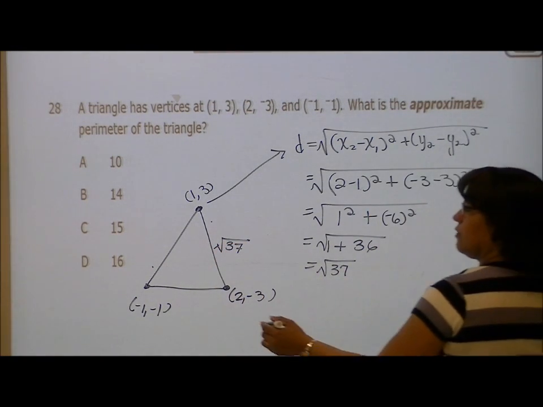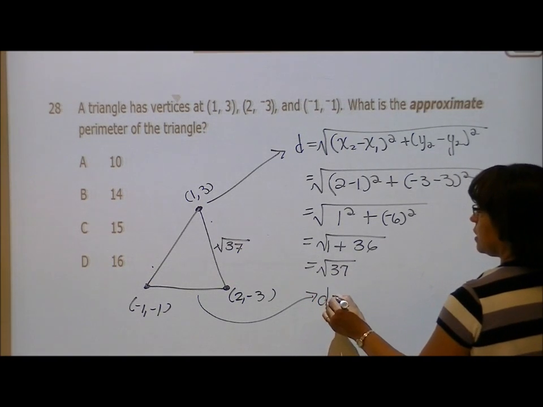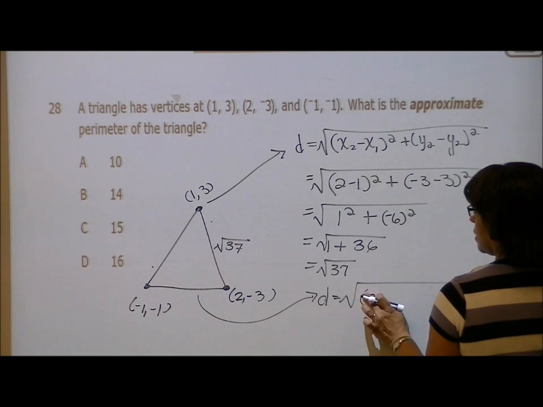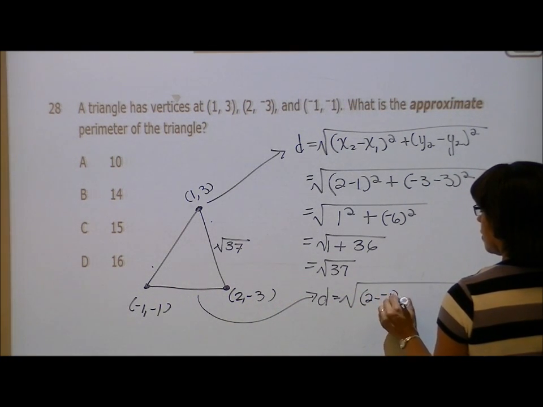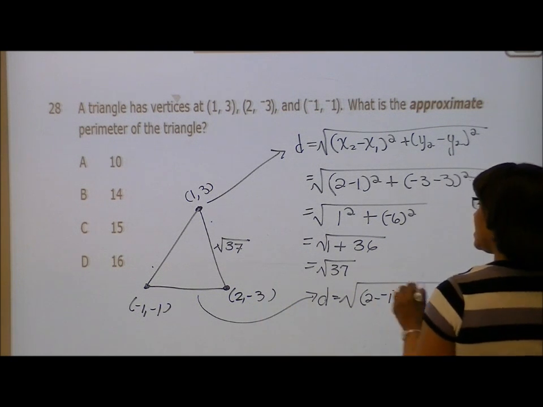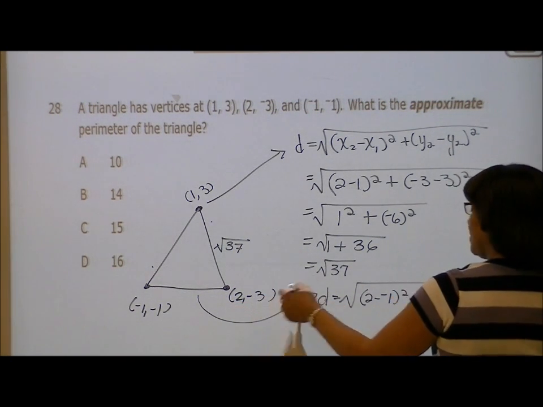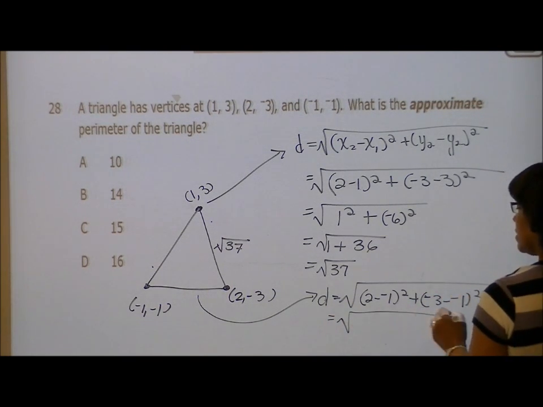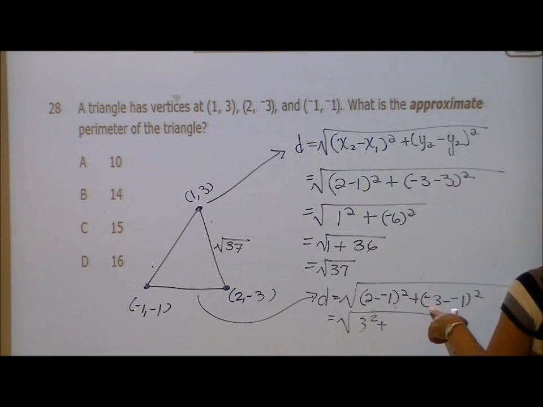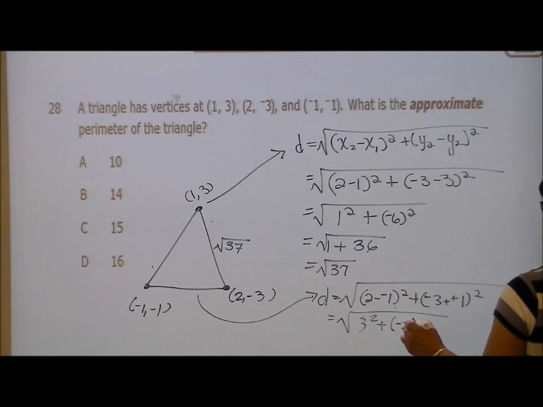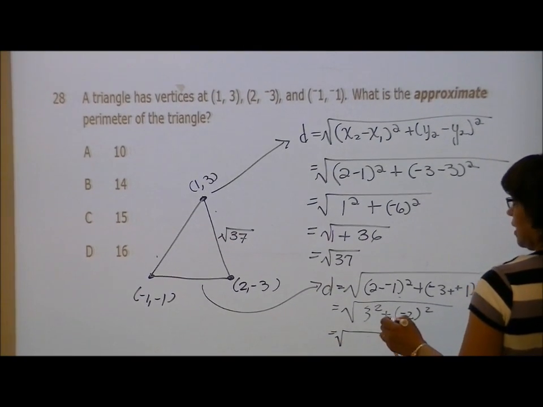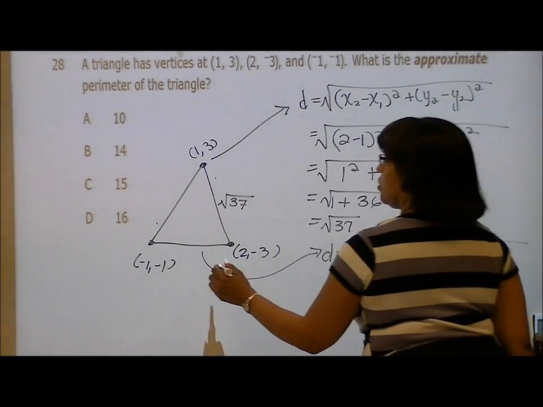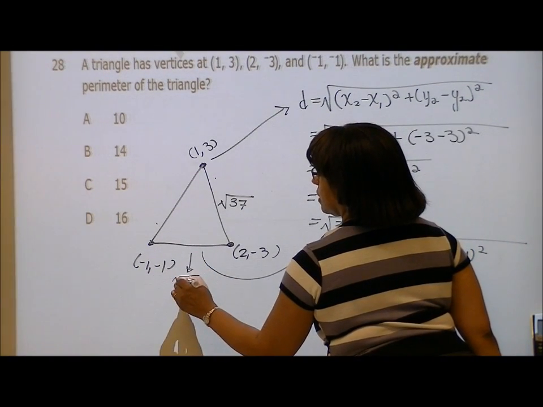Okay? You do the same thing right here. Distance is equal to, you subtract your x's, (2 minus -1) squared, plus, you subtract your y's. I used the 2 first, so I'm using -3 first. (-3 minus -1) squared. Well, that's equal to 3 squared. And -3 minus 1 becomes (-2) squared. And that's 9 plus 4. That's the square root of 13. So right here you have the square root of 13 for this length.